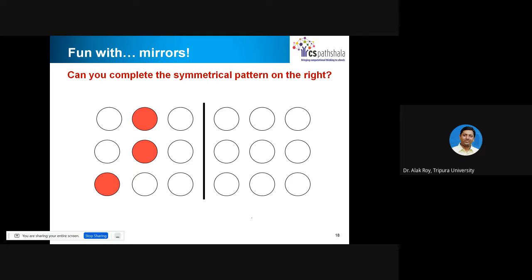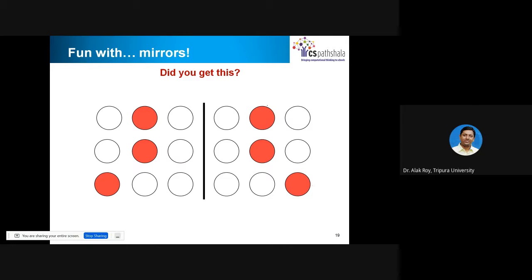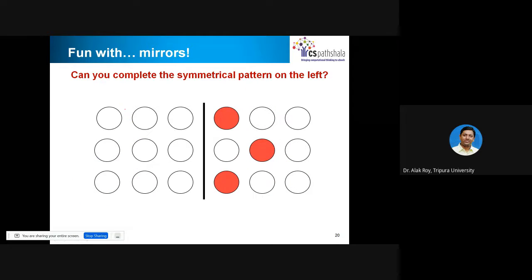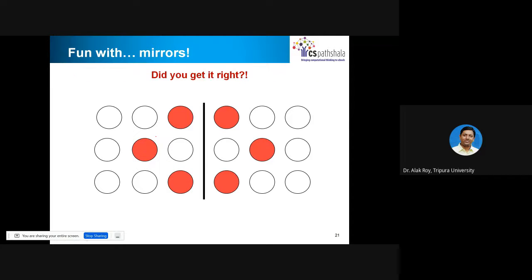This is another example. Can you complete the symmetrical pattern on the right side? What will be the symmetrical pattern here? So here the color will be red. Okay, I hope you have got this concept. This is similar, so we can complete the symmetrical pattern on the left. What do we need to color? This will be red, this will be red, and this will be red.